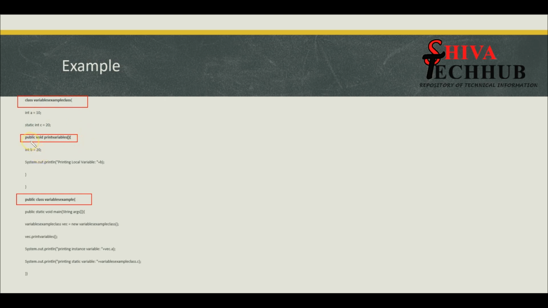Now let us try to understand the local variable. We have defined a function public void print variables, int b equal to 20. Now you are trying to print this particular b to the output console. If you understand the difference between a, c and b, these two variables can be accessed anywhere within the class. But when you consider b, it can be accessed only within this particular block.